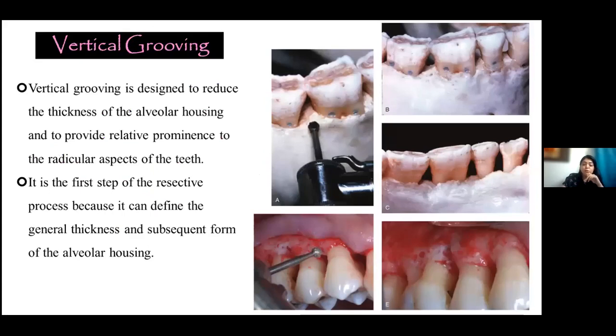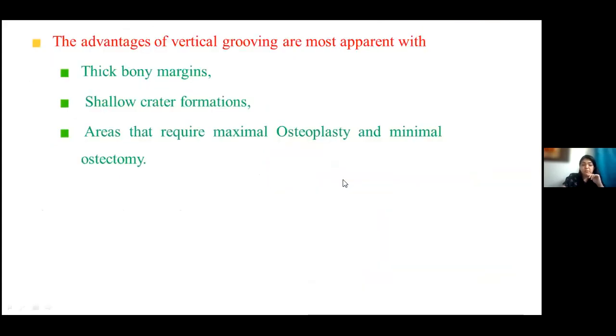So this is how you do vertical grooving. You make depth cuts.